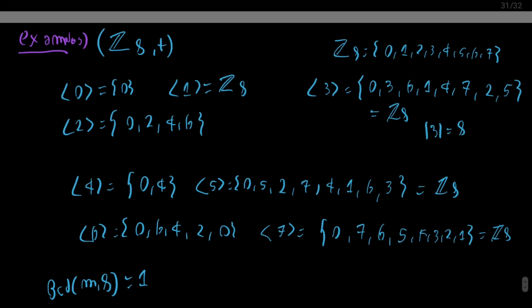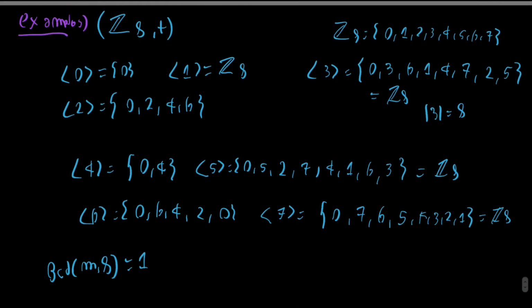In fact, look at this. 1 is relatively prime with respect to 8. 3 is relatively prime with respect to 8 and it spans the group. 5 is relatively prime with respect to 8, and 7 too.